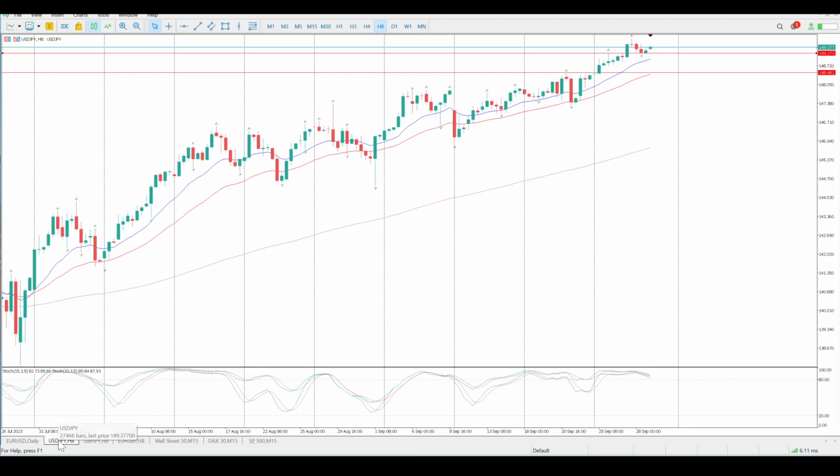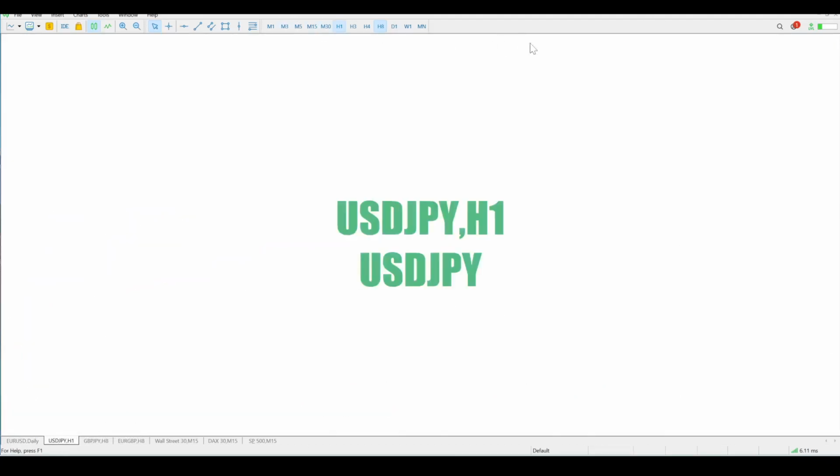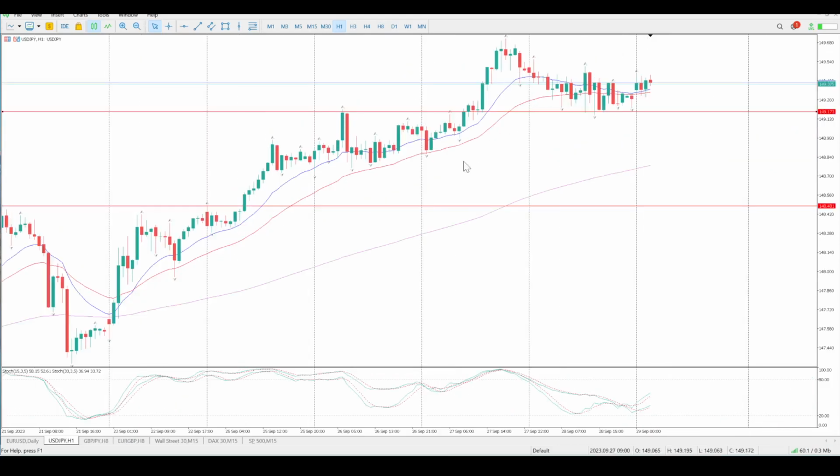Moving on to US dollar Japanese yen. Same kind of confusion here. But this one I am still sitting on my hands. You can see we just ranged yesterday, trying to find support here at 149,173. So much noise in the market at the moment around the dollar that it's so difficult to get a read on it and pick a direction.